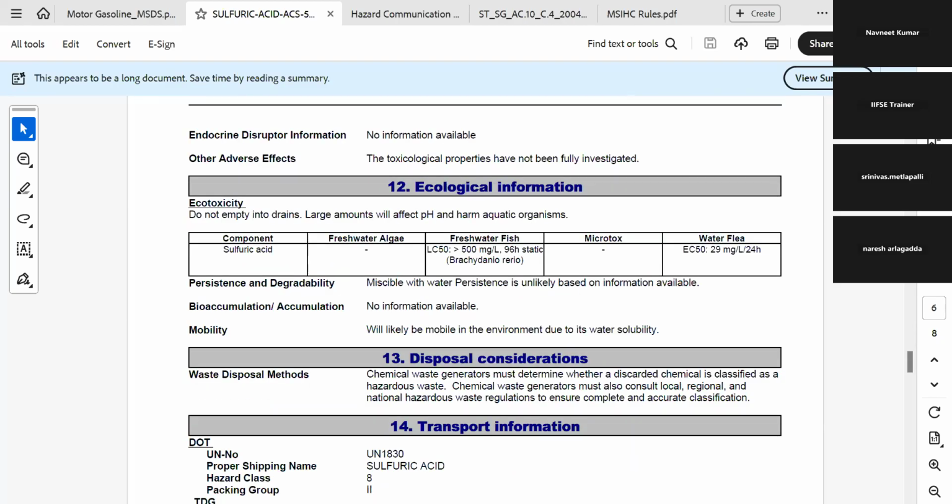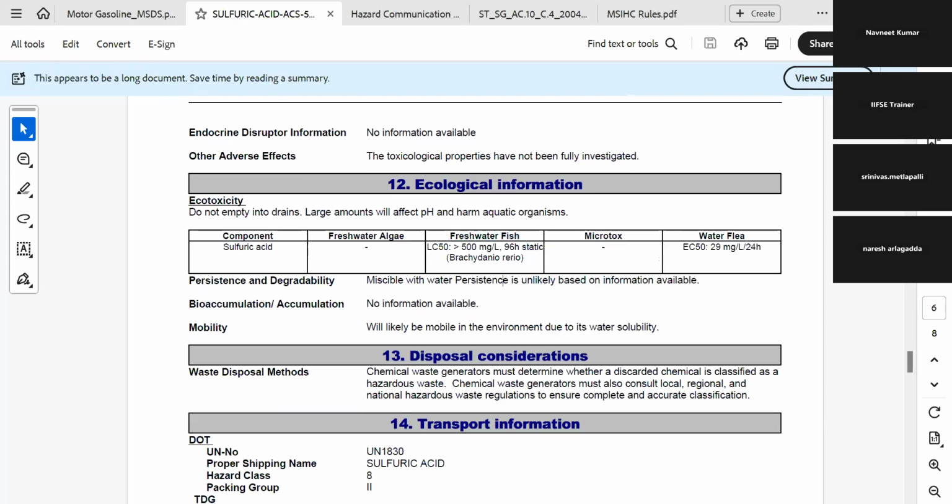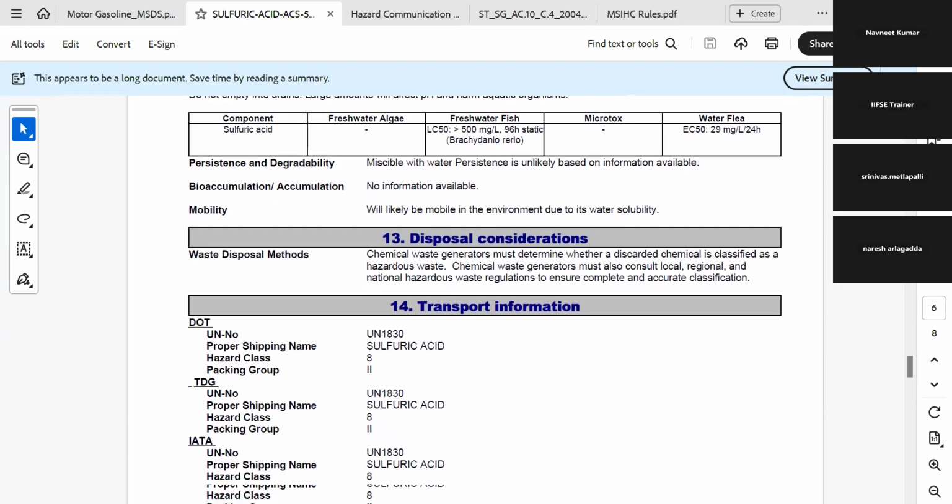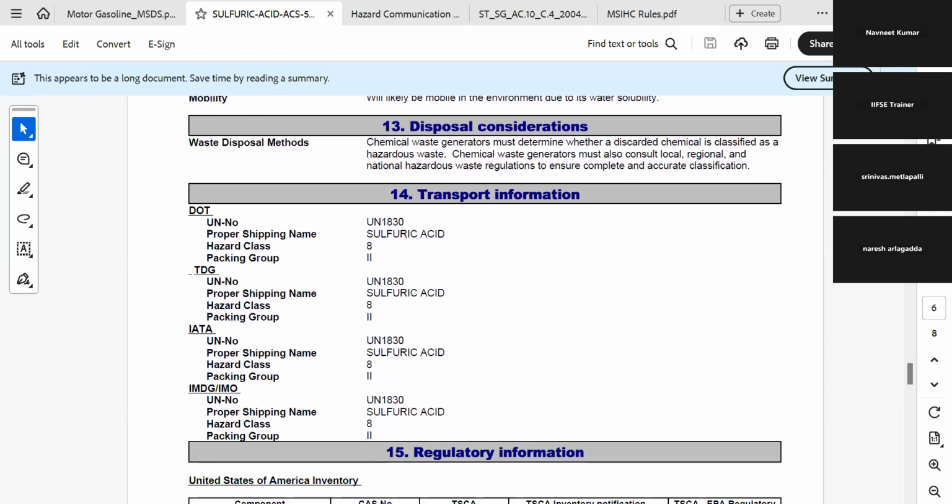Then further down we have ecological information. Fresh water: more than 500 mg per liter is not supposed to be mixed in the fresh water. Okay, disposal considerations. Again, this is about waste disposal. For example, whenever there is a spill, we do neutralization or absorbing. Contaminated cloths or absorbing agents can be disposed of accordingly, or as per local regulations, depending on where you are using this chemical. Then transportation information.